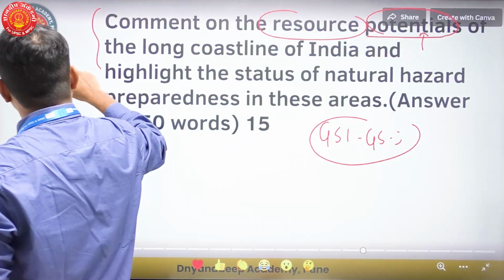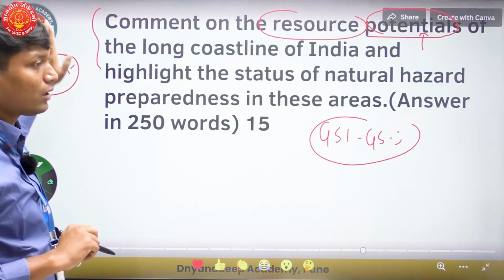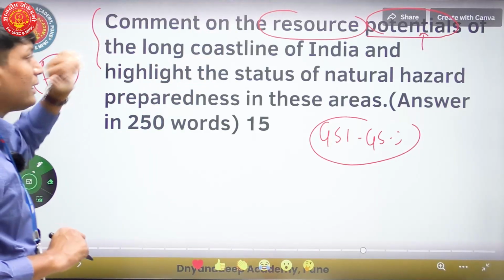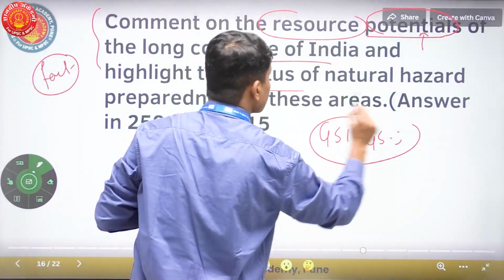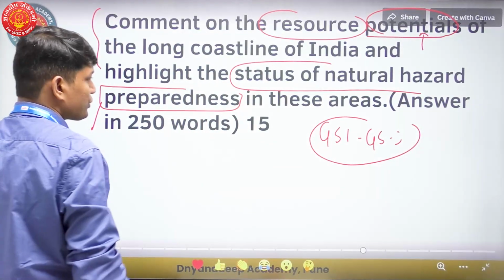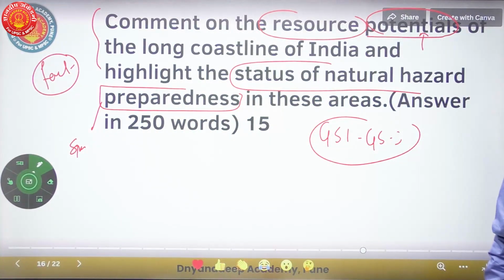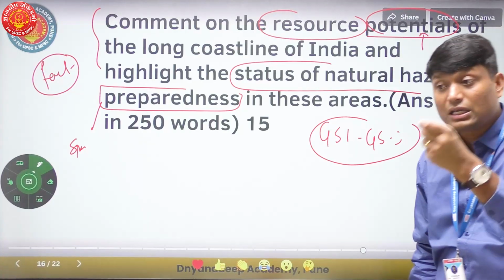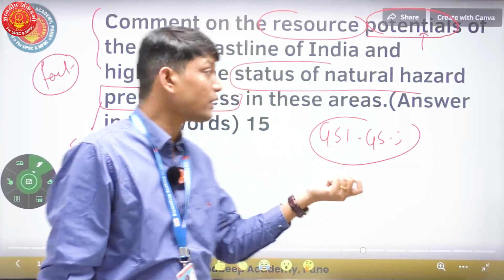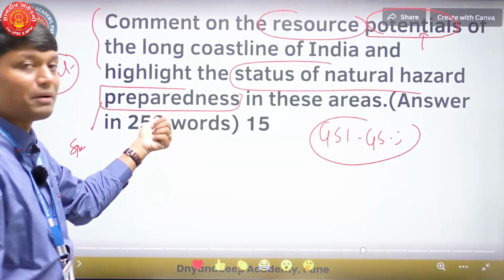Also this will demand a command over facts. So you should be thorough with the facts regarding the resources of India. Now look at the later part, the status of natural hazard preparedness. Very specific demand in this question. You should be aware what natural hazards will affect this coastline and what specific initiatives have been taken by the government, and with the help of those initiatives you will be able to address the status of natural hazard preparedness.